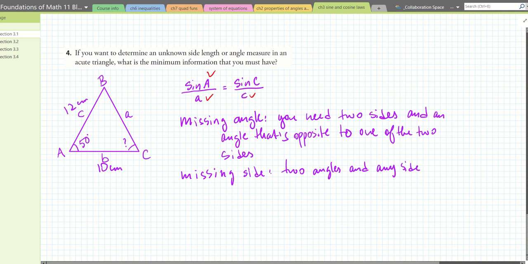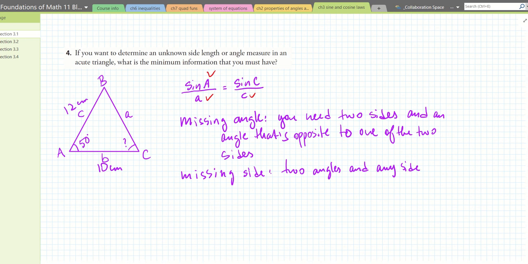So as you can see, you have to have 3 out of 4. You always have to have 3 out of the 4. You can't have just two things or one thing. And again, if you are missing something, you have to have at least one side that's going to be opposite to one of the angles. Otherwise, you can't use sine law. You have to use something else.